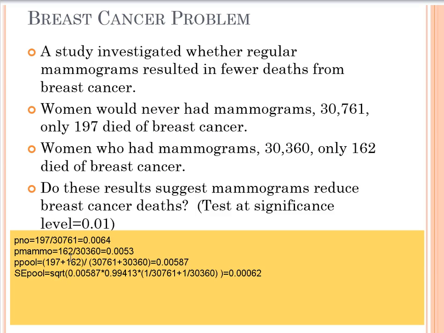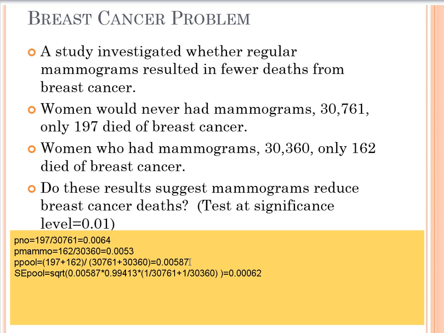So the first thing we want to do is we want to generate our sample proportions. So we are given the proportion of women who died of breast cancer that didn't have a mammogram. You can see that's slightly higher than the proportion of women who died of breast cancer that did have a mammogram, which is 0.0053. When we pool those two together, we're assuming that the true rates of death from breast cancer are the same for both groups of women, those who have had a mammogram and those who have not had a mammogram. And that pooled proportion is 0.00587.